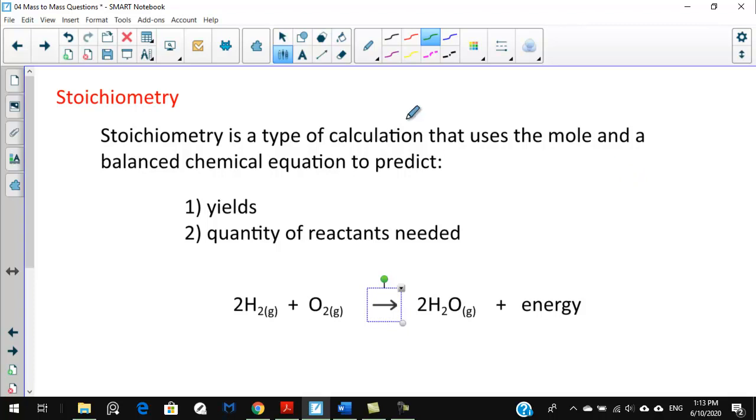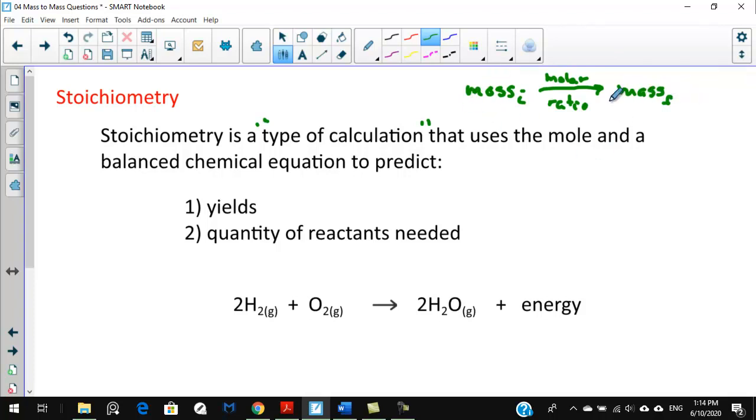So we're going to use the word stoichiometry basically to refer to this type of calculation where you're going to be given the mass of something. So you're going to be given a starting mass of one of the reactants or one of the products. Then you're going to use a molar ratio. A molar ratio is just the coefficients in a balanced chemical equation. You're going to use those to find some other mass in the equation.